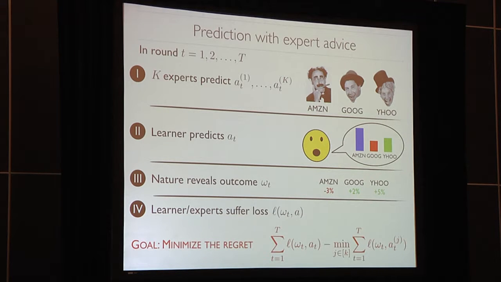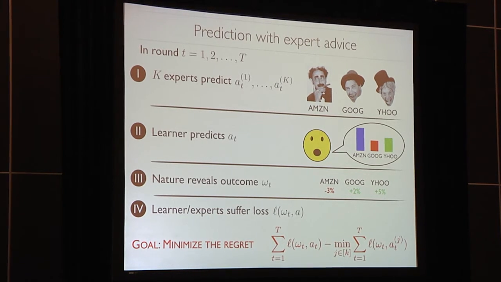And so the goal of the learner is to have low regret, which means that the learner wants the cumulative loss of the learner to be as close as possible to the cumulative loss of the best expert, right? And so this is a natural notion of regret for this game.